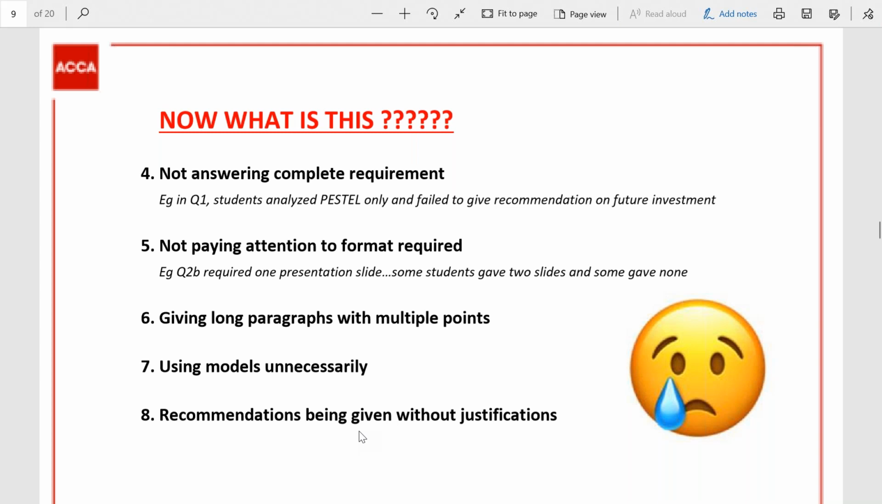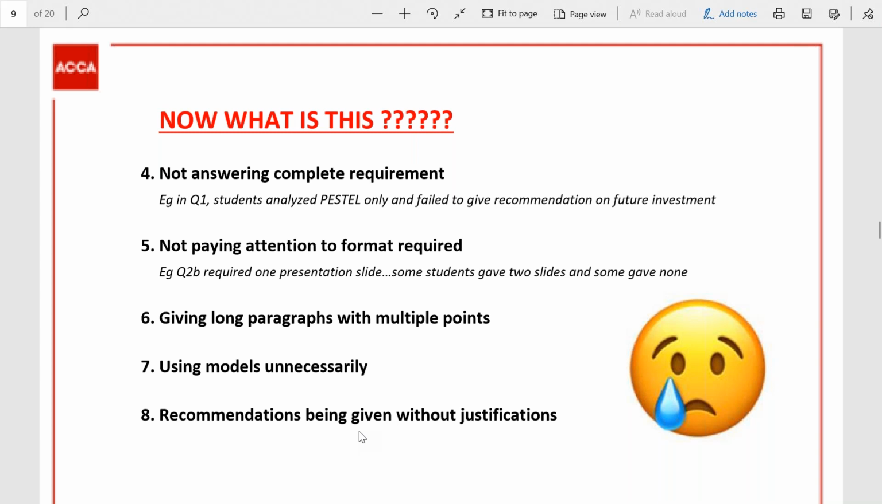Now, what do you call this? I call this stupidity. I cannot teach you this, correct? So this is something, if you are giving a core paper, I expect, and more importantly, the examiner expects, that you do not make these silly mistakes.